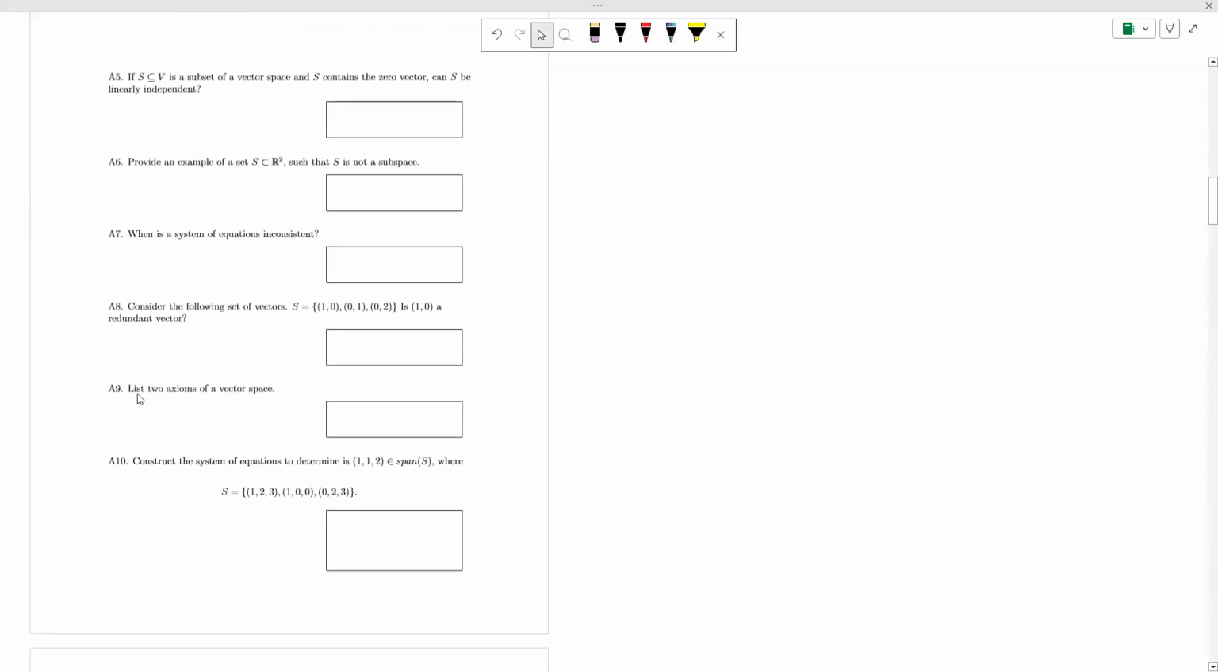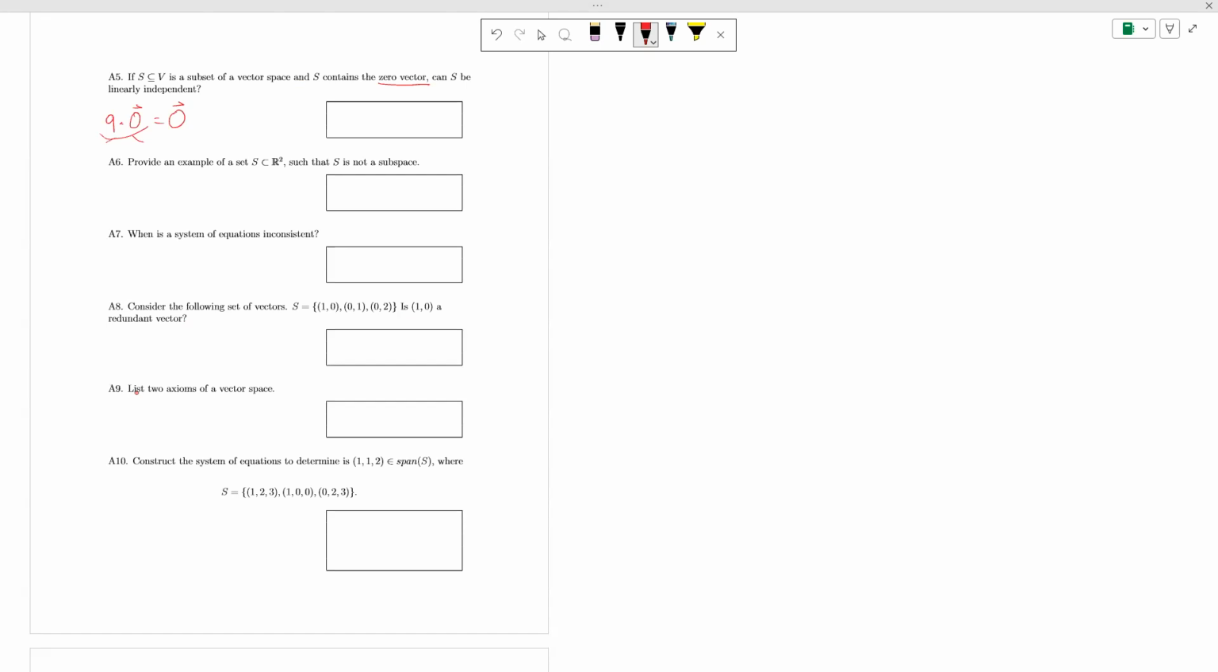Now we go to 5. Now, with 5, let S be a subset of a vector space, and S contains the 0 vector. Can S be linearly independent? Well, 9 times the 0 vector equals the 0 vector. This is a linear combination in S. It's multiplying elements of S to create a linear combination. Even though it's not adding to any other vectors, it's still scalar times a vector.